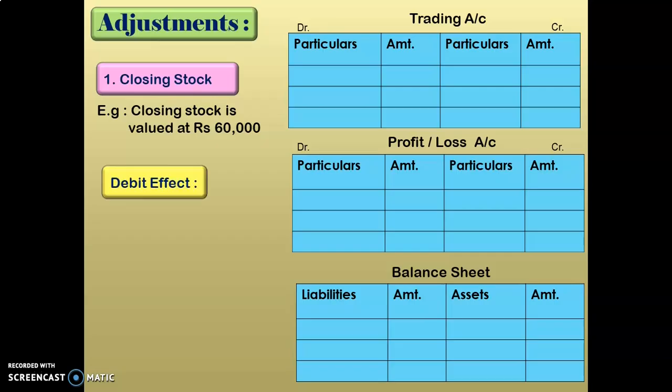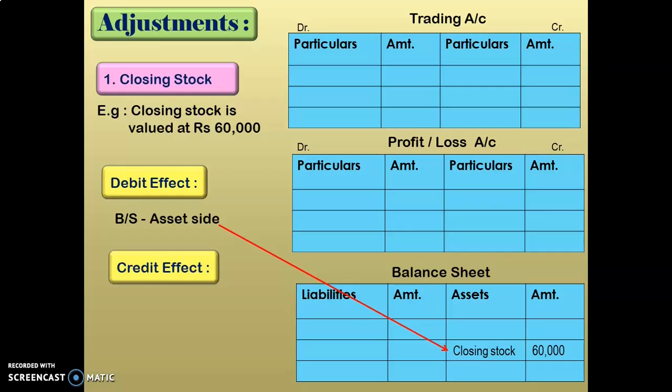Now the debit effect for the closing stock will be on the asset side of balance sheet. We write closing stock 60,000 here, and the credit effect on the credit side of trading account. We write by closing stock rupees 60,000. So here these are the two effects for the amount of closing stock.